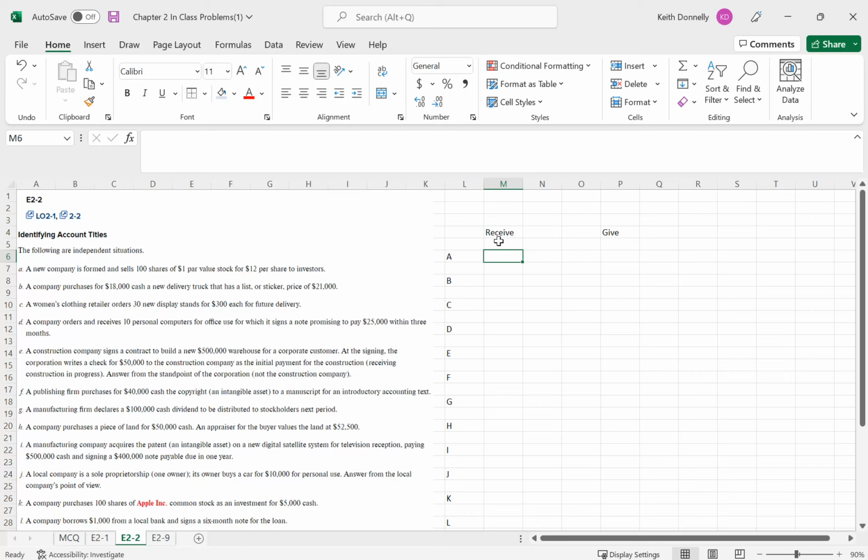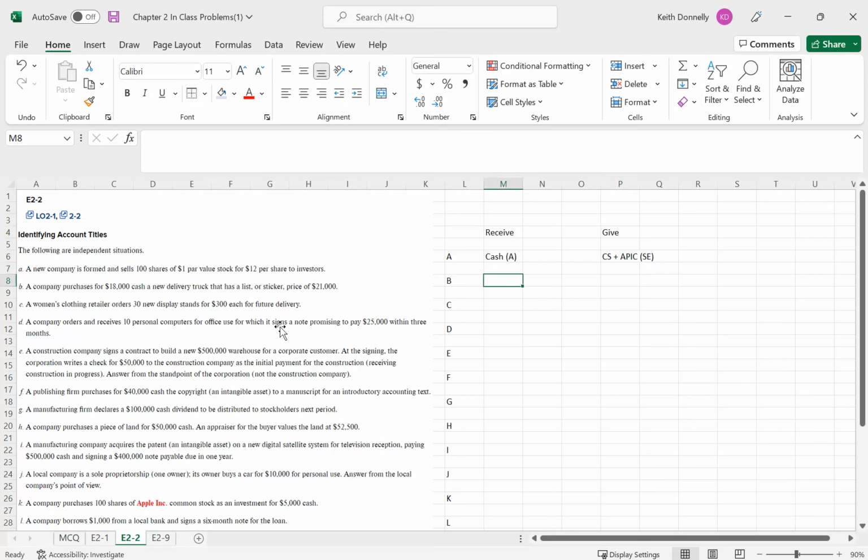Now, let me kind of preface this by saying that sometimes you didn't give anything, sometimes you didn't receive anything. In other words, it doesn't fit cleanly into this idea of receive and give. This works for 90% of them. But if we look at A here, it says a new company is formed and it sells 100 shares of a par value stock for $12 per share to investors. Well, what did we receive? Cash, an asset. What did we give? Common stock and APIC, stockholder equity accounts. We saw transactions like that in the E29.